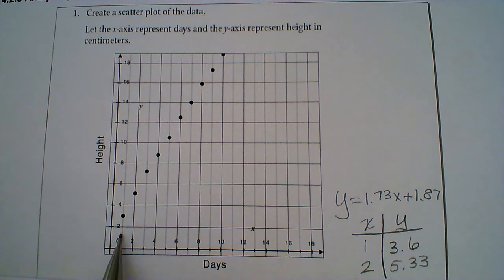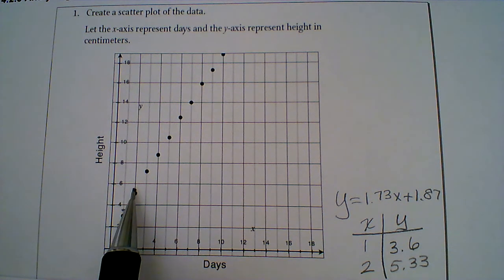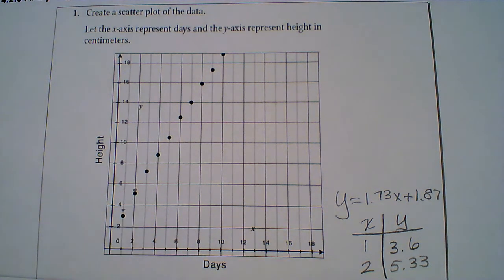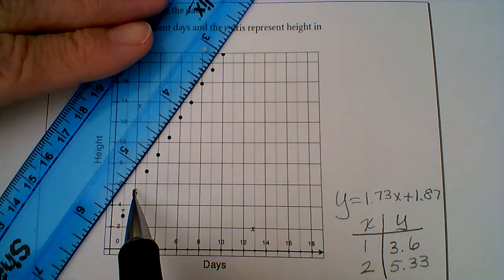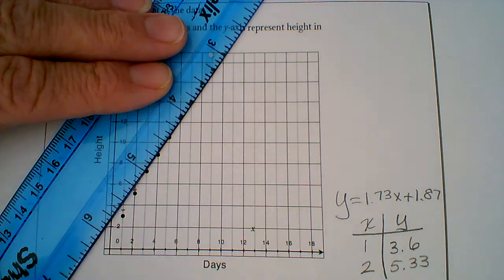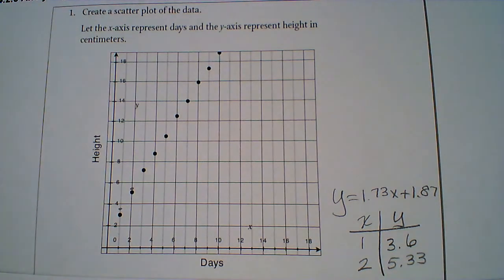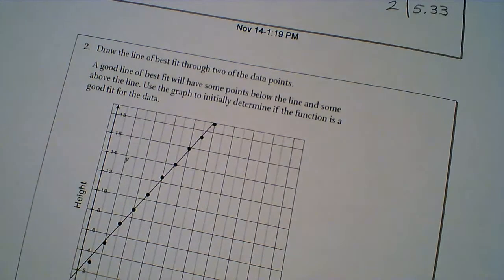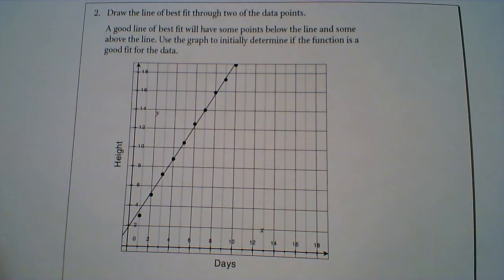This is my 0 line, this is my 1 line. I'm going to go up to about 3.5, which is going to put me right about there. And then I'm going to go to 2 and 5 1/3, which is going to put me right about there. I only need 2 points to graph, so I take out my ruler, I line up those 2 points, and I draw my line. So go ahead and give that a try. When we're done, our line looks something like this.